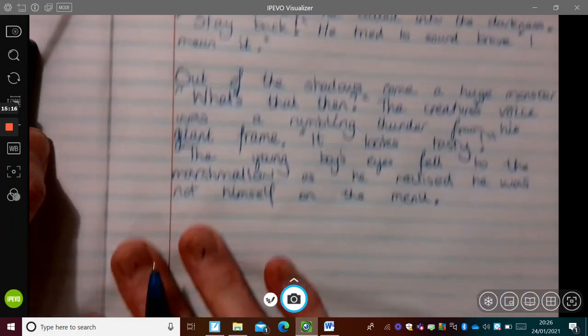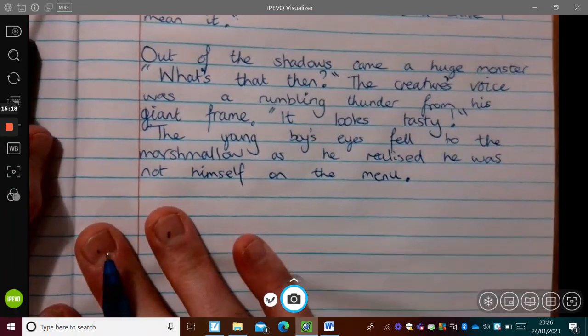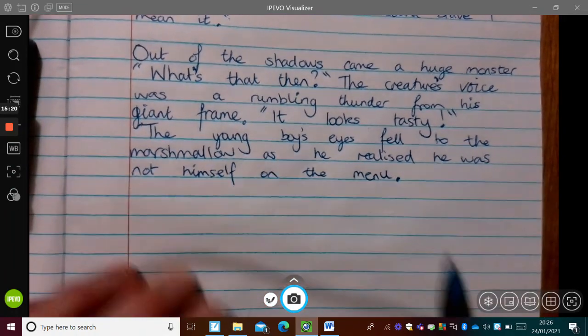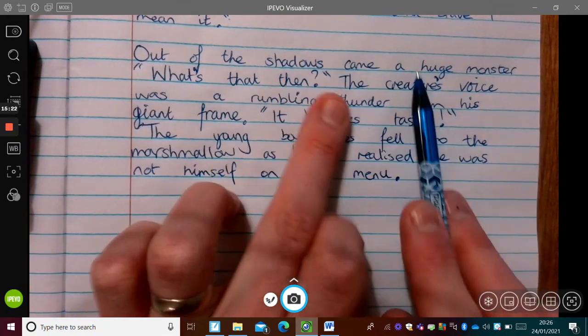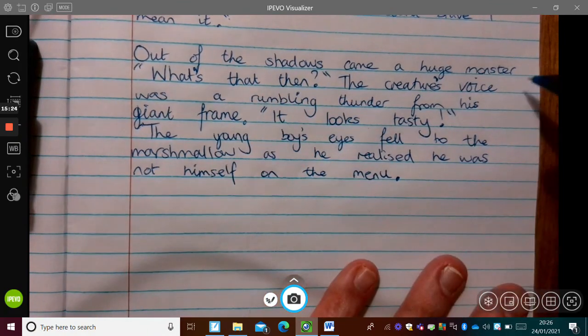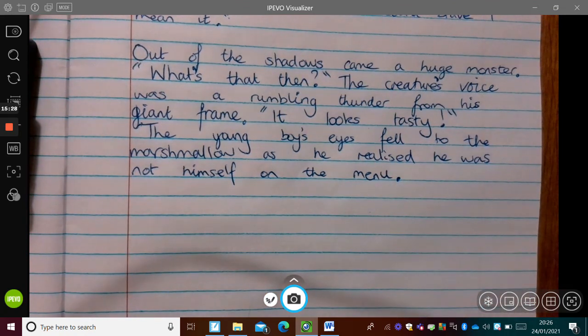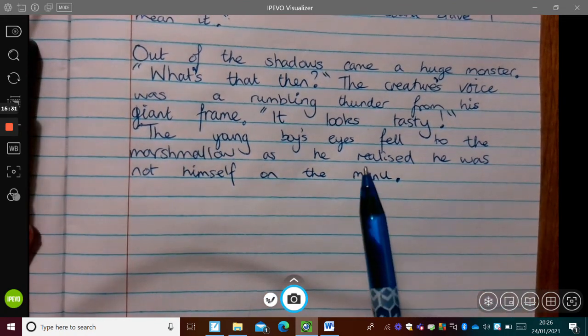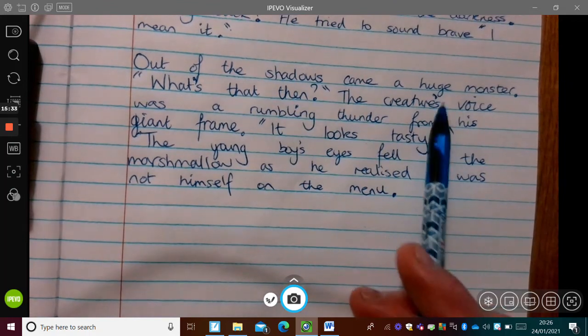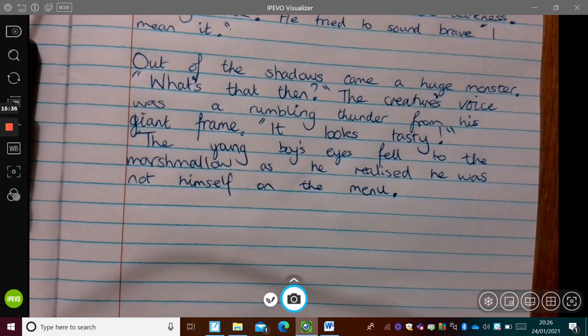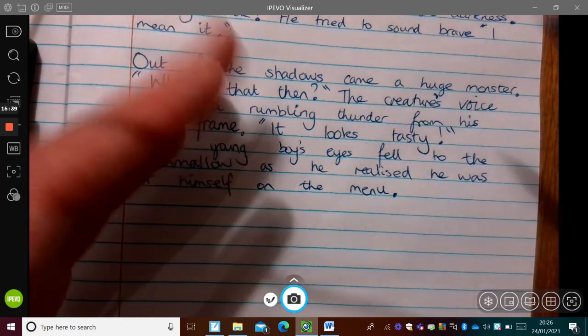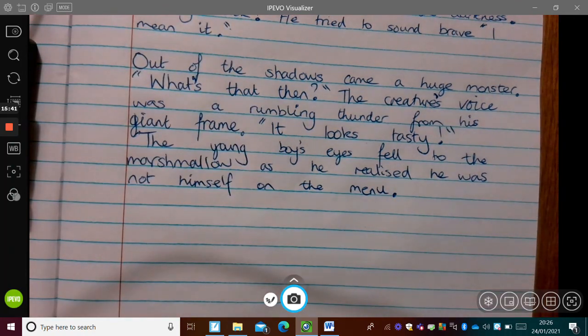New paragraph. We're going to have the monster now coming out of the trees. Out of the shadows came a huge monster. Now, that's quite a short sentence, really. If I was writing my own story, just a story of the boy and the monster, I might put a bit more description to the monster. But today, my title is direct speech. I focused on that speech. So I don't want to end up with a page of brilliant description all about a monster and just two pieces of speech. That's not the aim of the game.